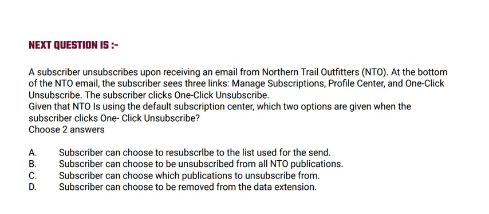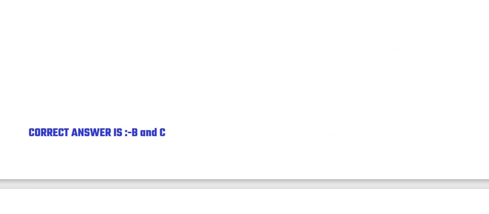unsubscribe? Choose two options, and the options are: option A, subscriber can choose to resubscribe to the list used for the send. Option B, subscriber can choose to be unsubscribed from all NTO publications. Option C, subscriber can choose which publications to unsubscribe from. And option D, subscriber can choose to be removed from the data extension. The correct option is option B and C.